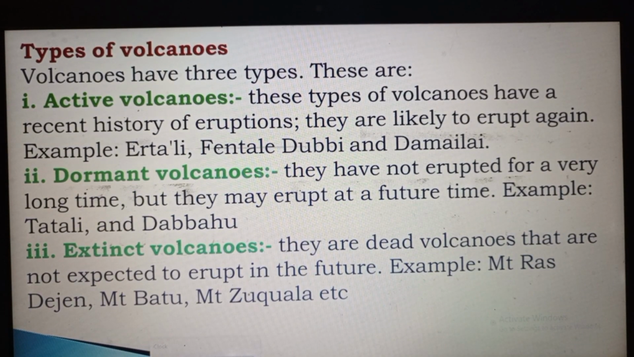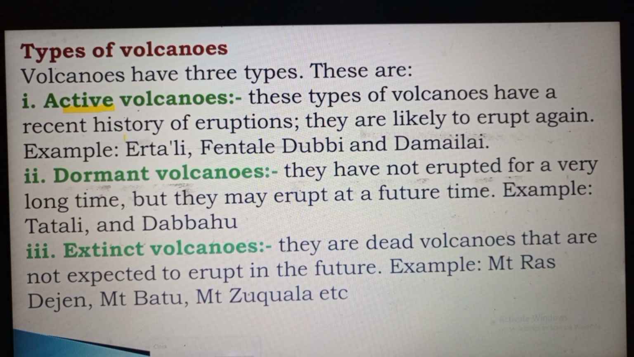Types of volcanoes. There are three types of volcanoes. These are active volcano, dormant volcano, and extinct volcano. Now let us see them one by one.